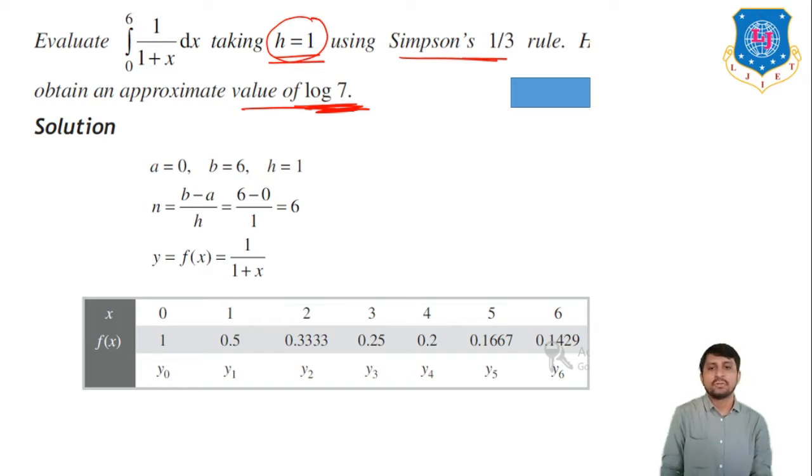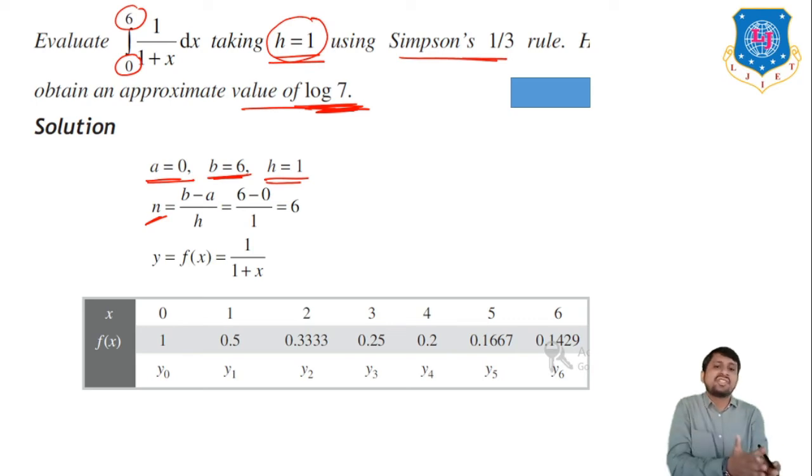Right, so what is my a? A is the lower limit, a is equal to 0. What is my b? B is equal to 6, b is the upper limit. H is equal to 1. Now n you can easily find out: n is equal to b minus a upon h. Suppose n is given, so you can find h. Suppose h is given, so you can find n here.